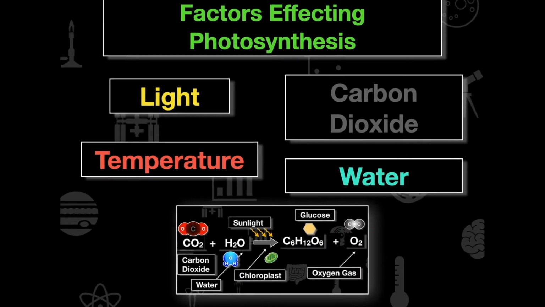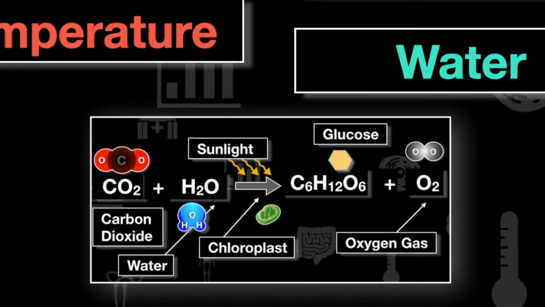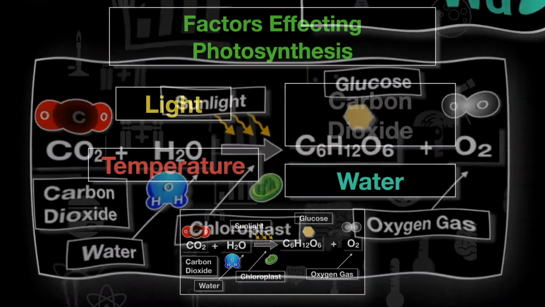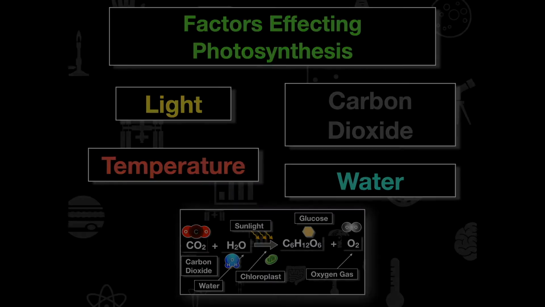And it's going to have an effect on this formula here where we input CO2, H2O, and we get out carbon dioxide and oxygen via going from sunlight to chemical energy in the form of glucose. So let's go through and look at this in more detail at each of these 4 factors.